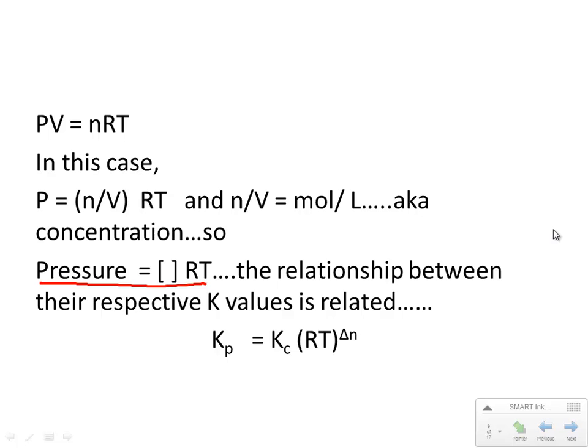If you look at this equation, it's pretty similar. The Kp is going to equal the K of the concentration times R and T raised to this delta N. The delta N is the number of moles of product minus the number of moles of reactant. And you can get those from the balanced chemical equation. It's just looking at the coefficients.